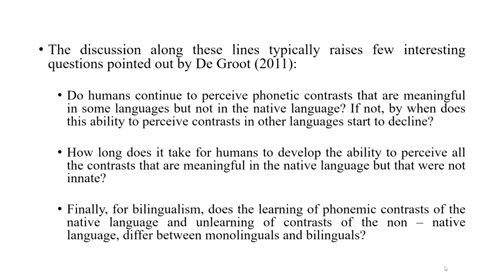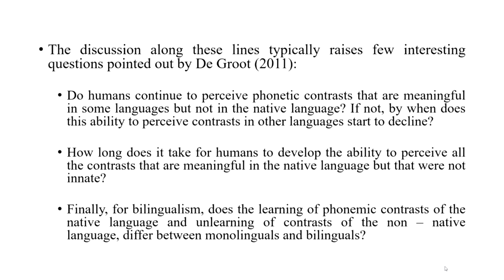Now, if you look at this discussion in a bit more detail, different questions can be asked. Some of these questions have been summarized by de Groot in her book, a handbook of bilingualism and multilingualism, language and cognition in bilinguals and multilinguals. For example: Do humans continue to perceive phonetic contrasts that are meaningful in some languages but not in the native language? If not, by when does this ability start declining? By when does this ability to perceive phonetic contrasts in the other languages start to decline?